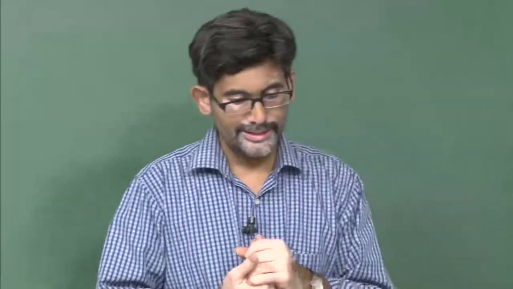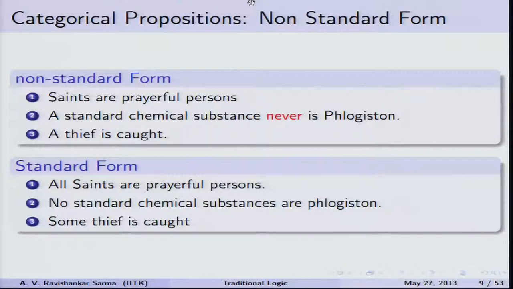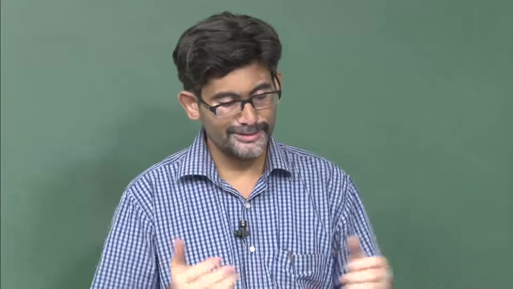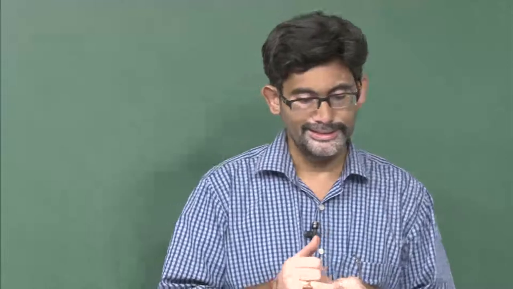Sometimes we need to take a lot of pain to convert these kinds of things into categorical propositions. That might set some kind of limitation to this Aristotelian logic, but in most cases you can easily convert from non-standard format to the standard format. For example, if you say a standard chemical substance is never a phlogiston, it is talking about only one particular kind of chemical substance. This can be translated as: no standard chemical substance is phlogiston.